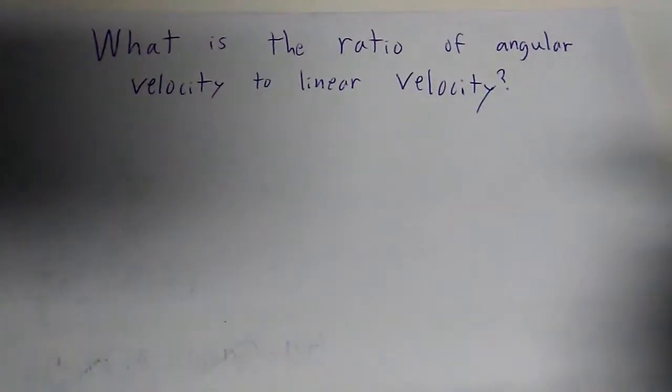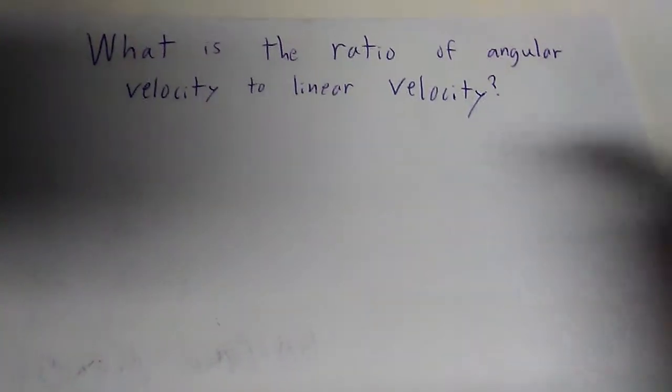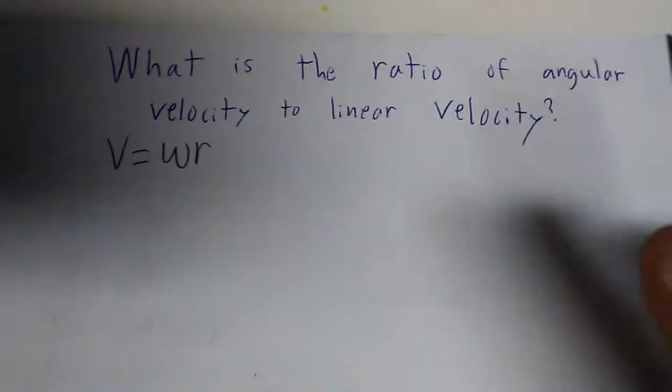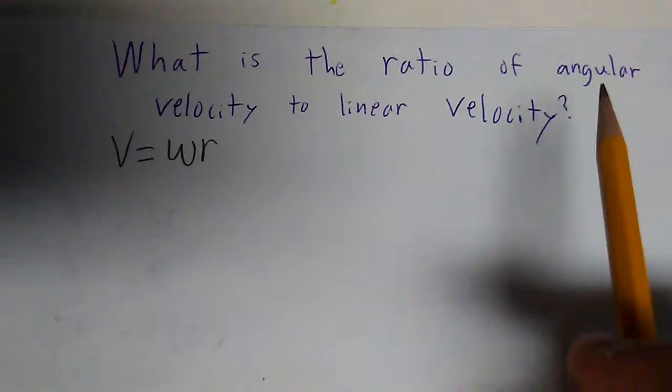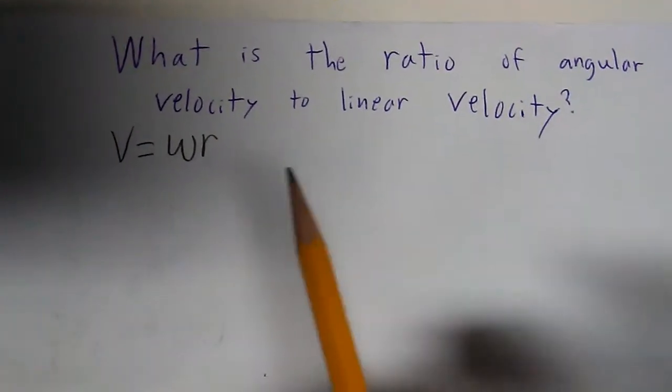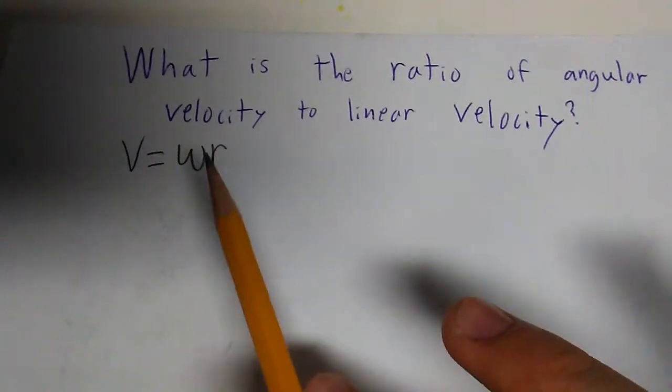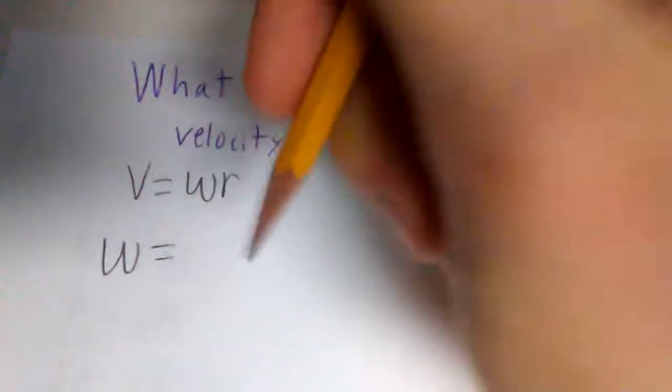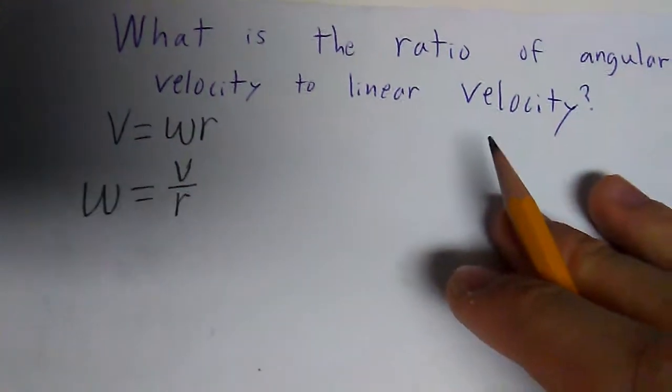start off by looking at a formula that uses both of those components. So the most basic one that I highly suggest memorizing to everyone is the formula that states that linear velocity or tangential velocity is equal to angular velocity times the radius of the rotation. So since we're looking for a ratio of angular velocity to linear velocity, I'm going to isolate angular velocity to one side of this formula. Using basic algebra, this can be worked out to angular velocity equals v over r. So that's the first step.